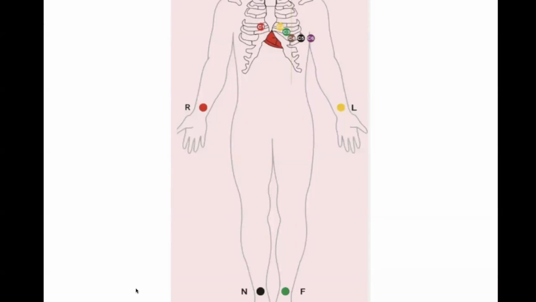V1 is placed in the fourth intercostal space, right sternal border. V2, fourth intercostal space, left sternal border. V4 is placed in the fifth intercostal space, mid-clavicular line on the left side. V3 is placed midway between V2 and V4. V5 is placed in the anterior axillary line, the same horizontal plane as V4. And then V6 is placed in the mid-axillary line, same horizontal plane as V4.